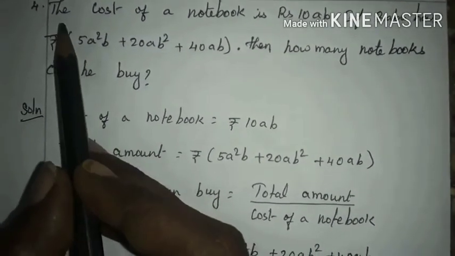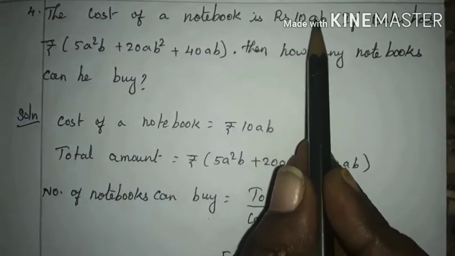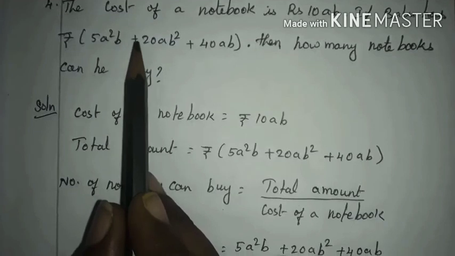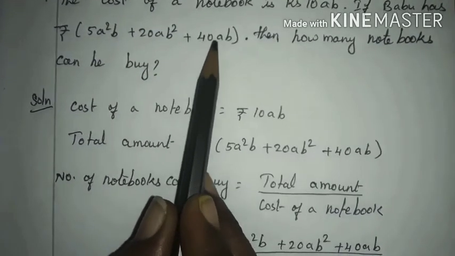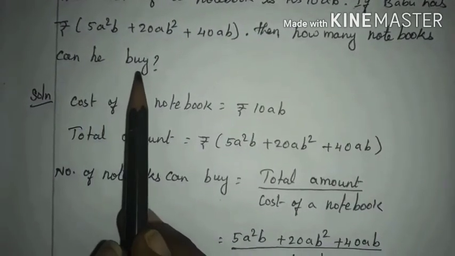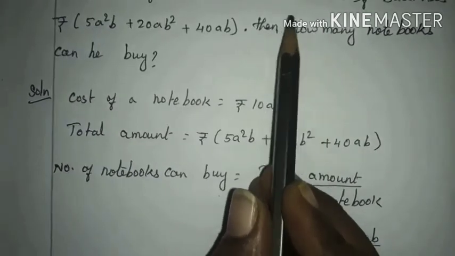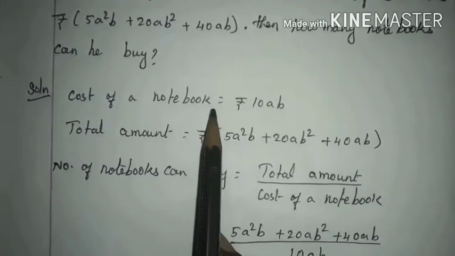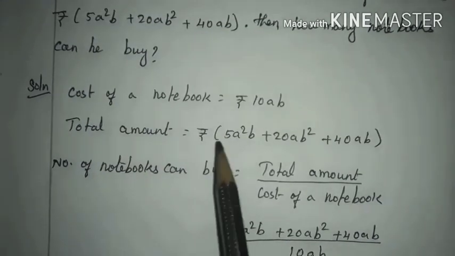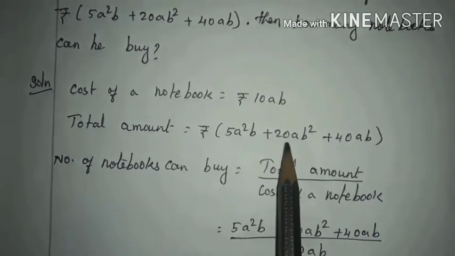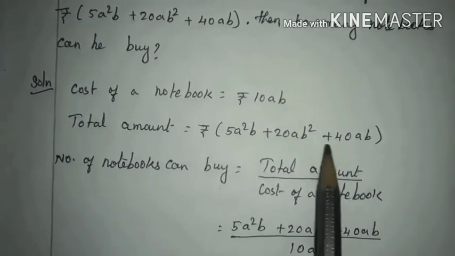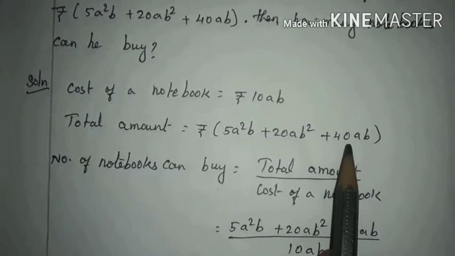Fourth sum, the cost of a notebook is rupees 10 AB. If Babu has rupees 5 A square B plus 20 A B square plus 40 AB, then how many notebooks can he buy? Here they had given the cost of a notebook. Therefore, for one notebook, the price of the notebook is 10 AB. But Babu has the total amount as 5 A square B plus 20 A B square plus 40 AB. You have to find out for this amount how many notebooks that he can buy.